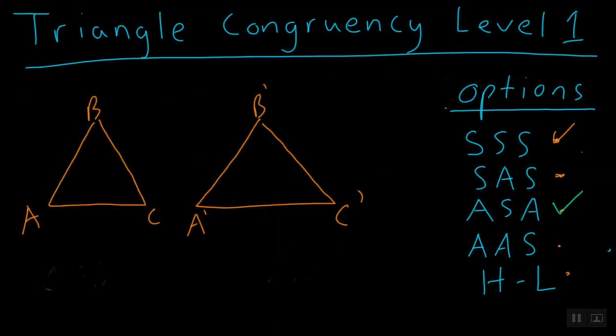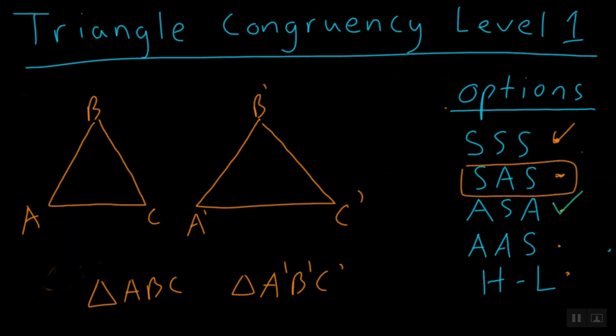Okay, here I've drawn two triangles, triangle ABC. Let's just go ahead and note that, triangle ABC and triangle A prime, B prime, C prime. Okay, and what I want to do this time, instead of giving you the markings, is create a triangle that's congruent by side, angle, side. Okay, so what does that mean?